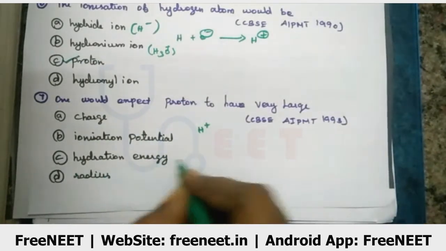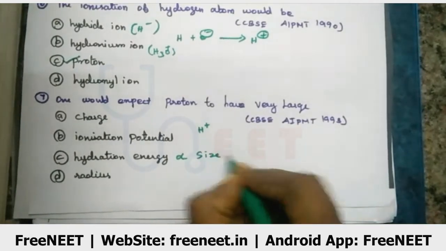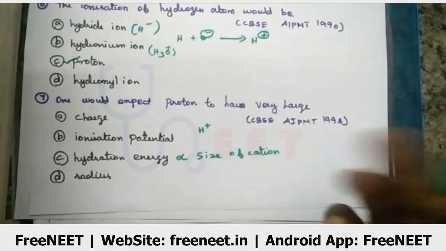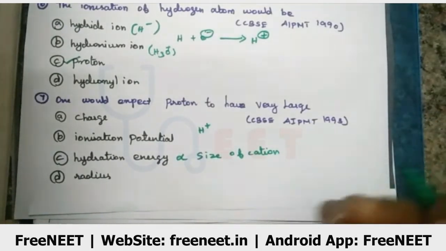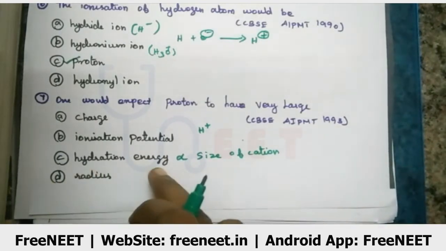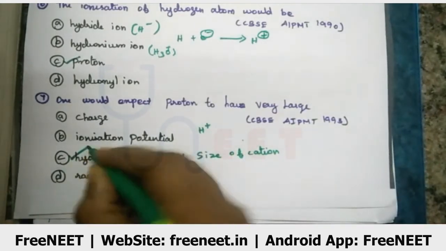We know that hydration energy is always directly proportional to the size of the cation. If the size of the cation increases, hydration energy increases. If the size of the cation decreases, hydration energy decreases. This property depends only on the proton. So in this case, the answer should be C.